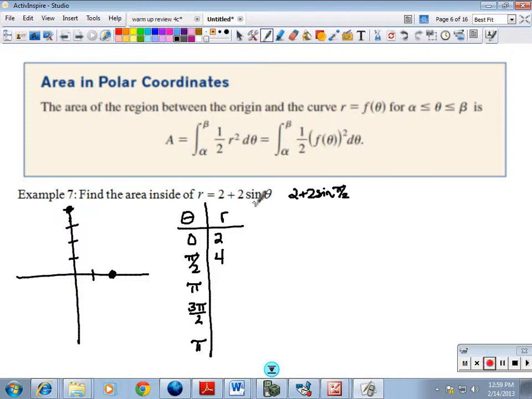Pi. Sine of pi is 0 again, so it's going to be 2. 1, 2. Okay, 3 pi over 2. Sine of 3 pi over 2 is a negative 1, times 2 is negative 2, plus 2 is 0. So it's going to be like this. Well, I know it's heart-shaped. Well, let's go ahead and do 2 pi. It's back to 2, so I'm back to where I started from. So it's going to look like this.